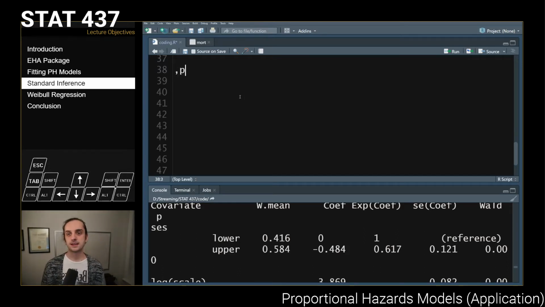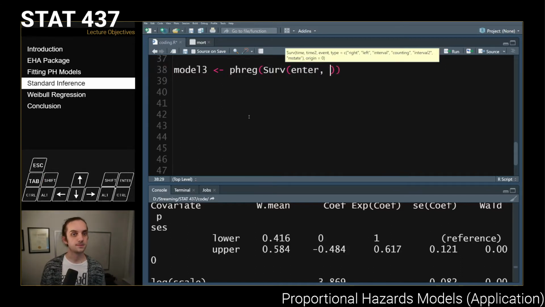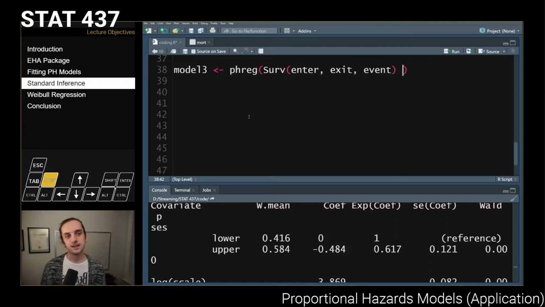So maybe as a third model here, instead of constraining the shape parameter to equal 1, we could look at allowing this to be arbitrary. And so I'll do another phreg here, where we enter, exit, event, and we're just using socioeconomic status still. This time we'll specify the distribution to be Weibull, and we'll specify the data to be Mort, but we're not going to actually specify a set shape parameter.